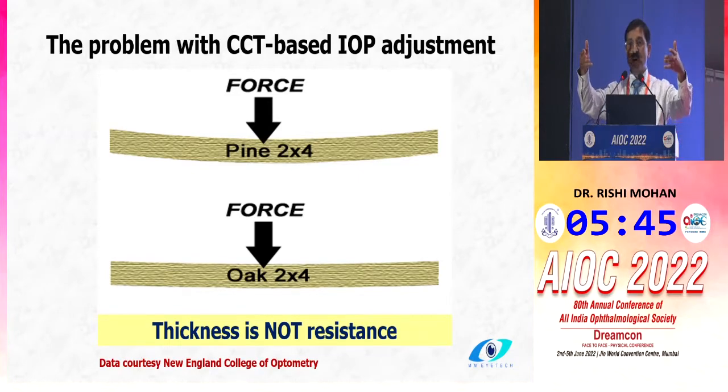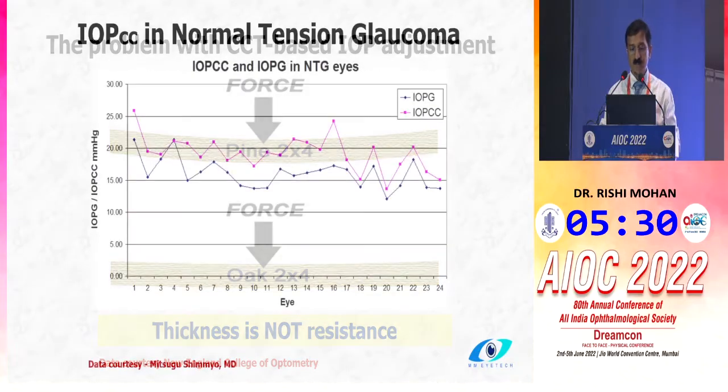So imagine a piece of pine wood and you try and put a force on it to bend it, and then you do the same thing with the same thickness of oak wood, and you'll realize that the same force does not cause any distortion at all. So thickness is not resistance.